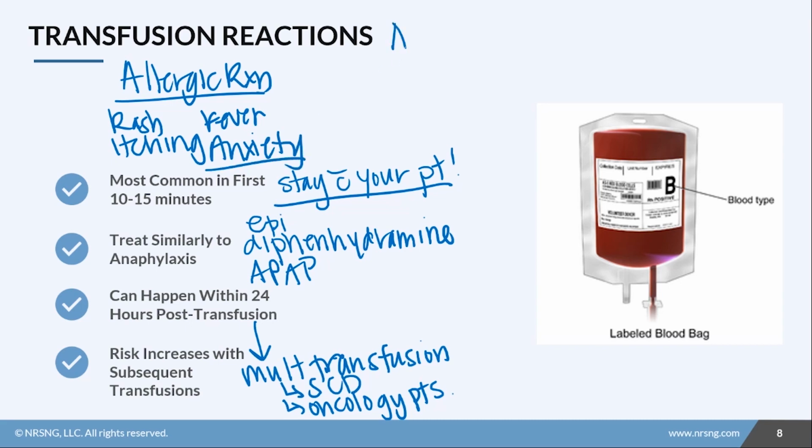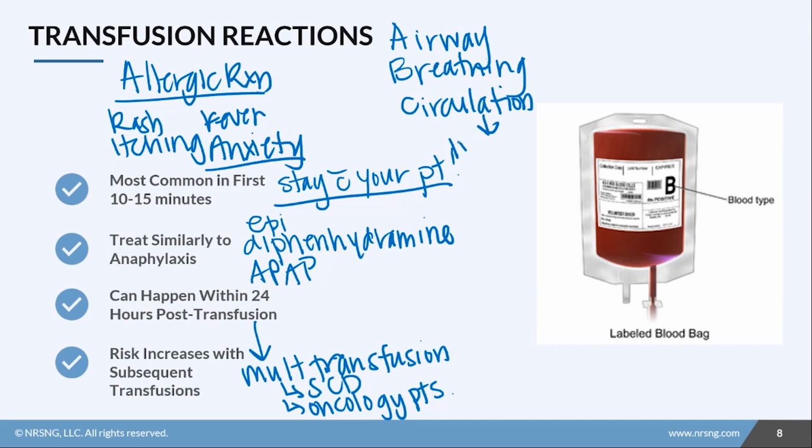As with any other medical emergency, we're also going to remember our ABCs. We want to make sure that our patient's airway remains patent throughout the reaction, that they're breathing, and that they have adequate circulation. For this, circulation also includes IV access. We want to make sure that we maintain our IV access during the reaction period because we need that to give our patient these life-saving meds. So maintaining IV access is critical in this period.